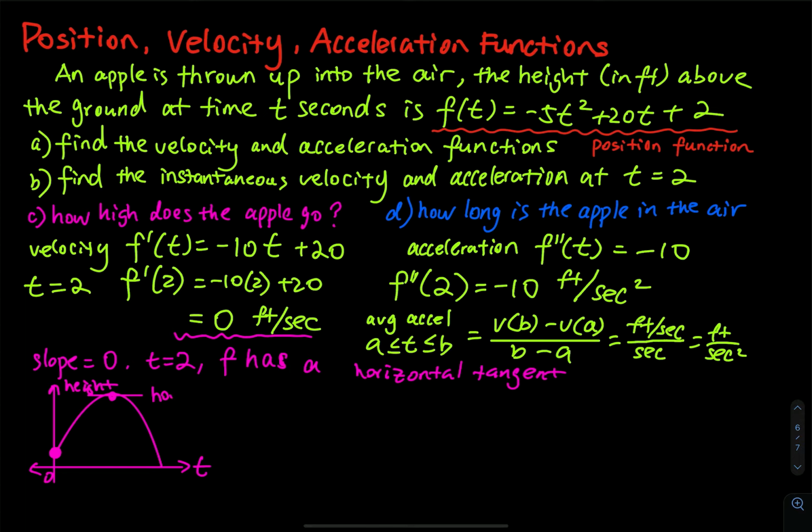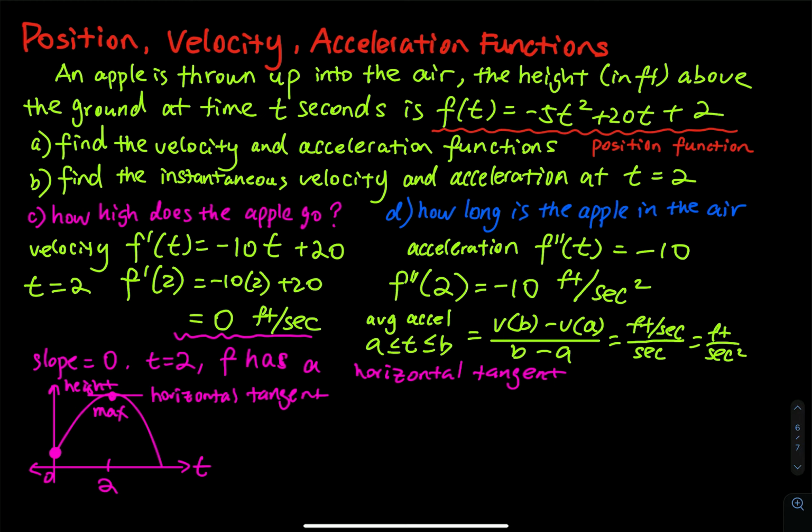So a horizontal tangent when t is equal to 2. And that is also the maximum of the curve, the highest point of the curve. So the highest point means that when t is equal to 2, the apple reaches the maximum height. Now, they ask how high does the apple go? So when t is equal to 2, the problem is solved. But I have to say that this time we just got lucky.